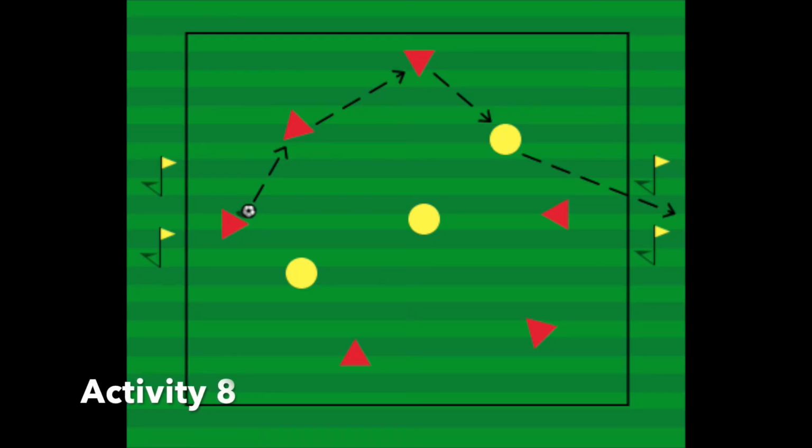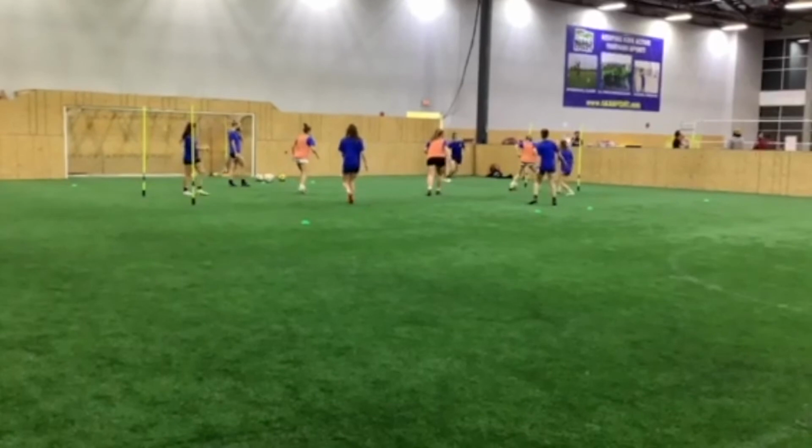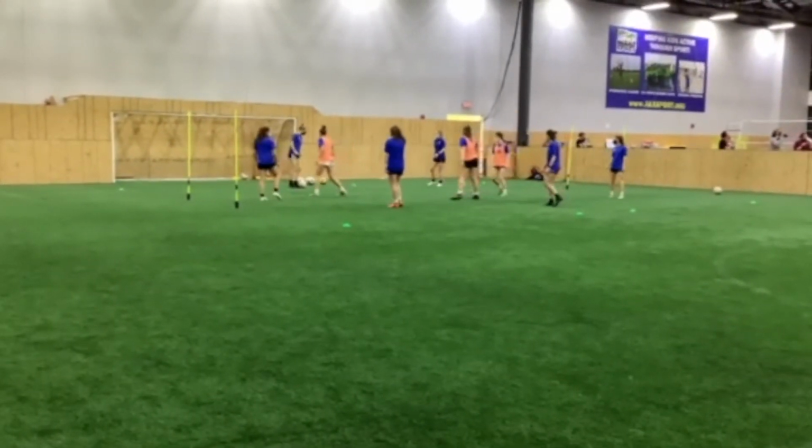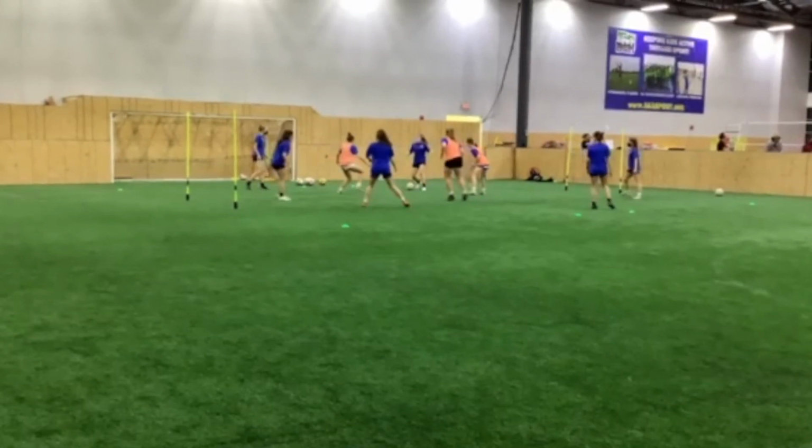Activity 8 can be played as a 6v3 rondo, which includes a scoring system for both the attacking players and the defending players. When the attacking players reach a designated amount of passes that they completed in a row, they are awarded a point. If the defending players win the ball, they can score a point by trying to pass the ball through the gates on either ends of the field.